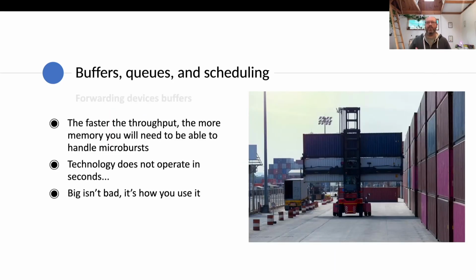I've recently been working with some container organizations in logistics and whatnot, so I thought I'd throw a container in there.